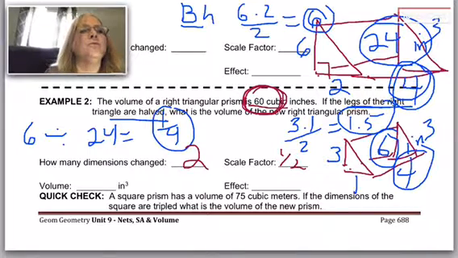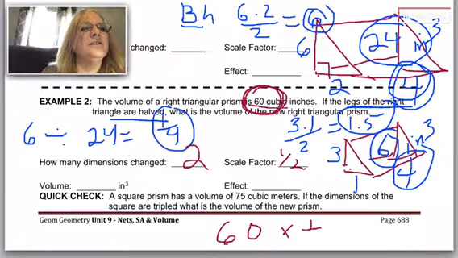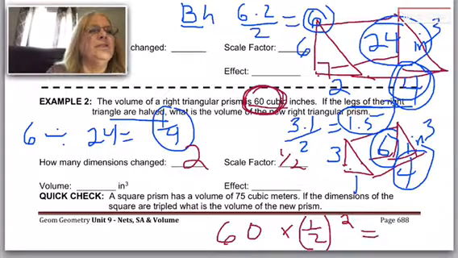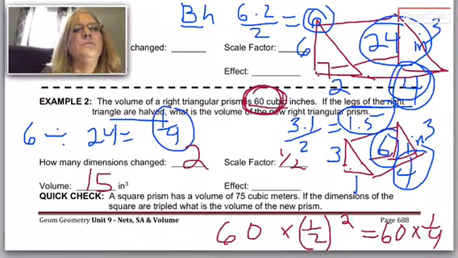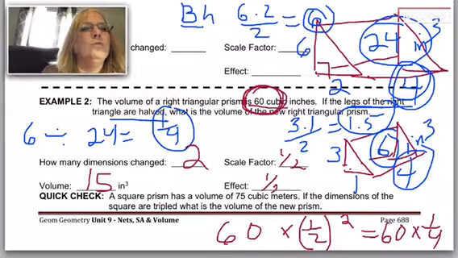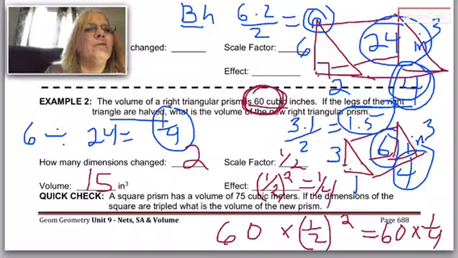Their original volume was 60, so if we take 60 and multiply by the scale factor to the power of 2, which is how many dimensions changed, that becomes 60 times 1/4, or 60 divided by 4, which is 15. So our new volume is 15, and the effect was multiplying by 1/2 to the power of 2, the number of dimensions that changed, or multiplying by 1/4.